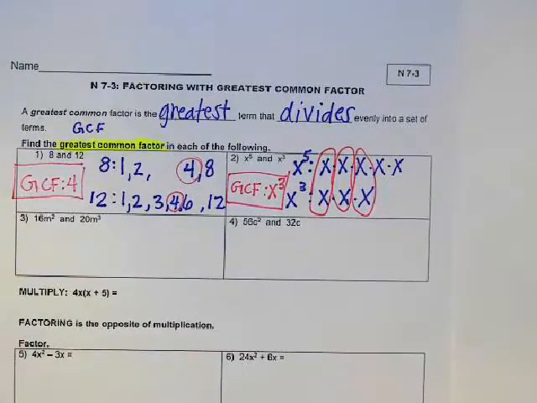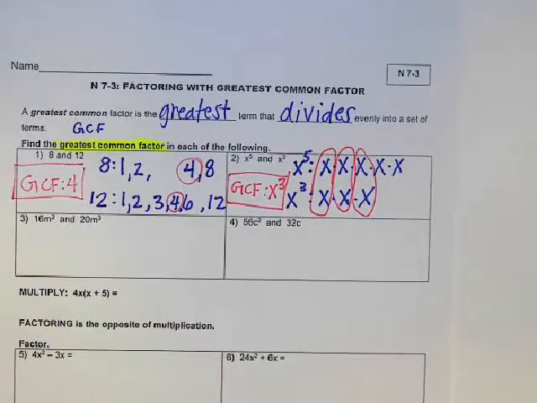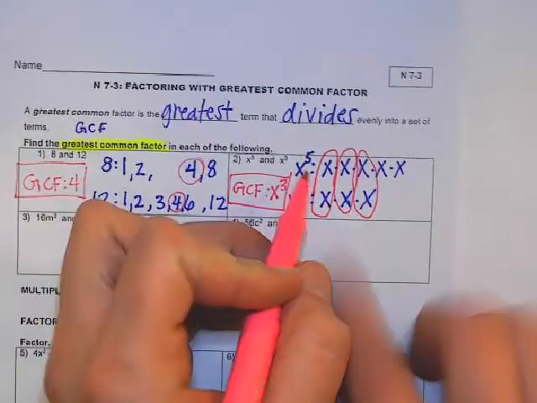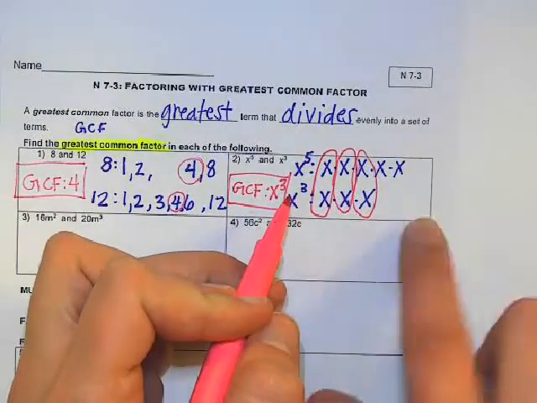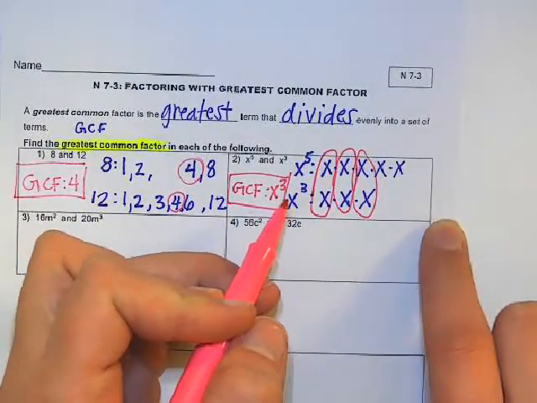What do you think my trick is going to be with letters with exponents? How could you do this without having to expand it every single time? Just take the lowest exponent. I couldn't take the highest exponent because with x to the fifth, do they both have 5 x's in common? No. Listen.